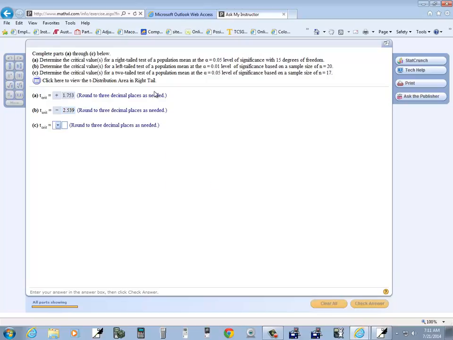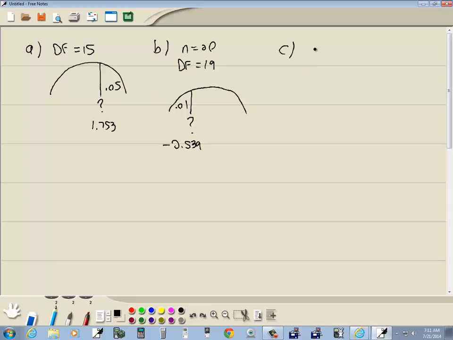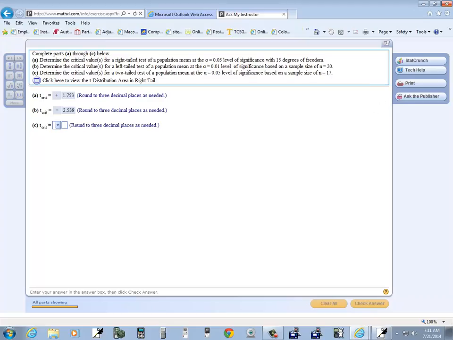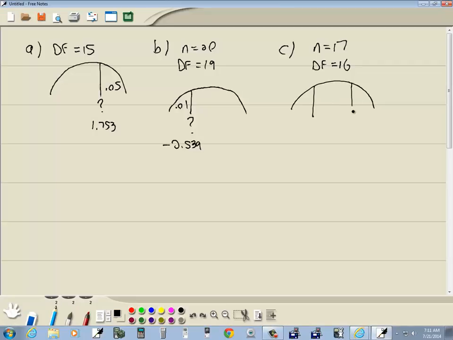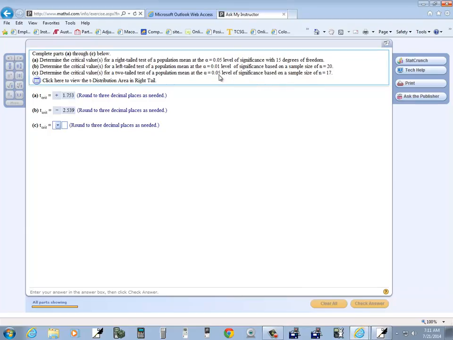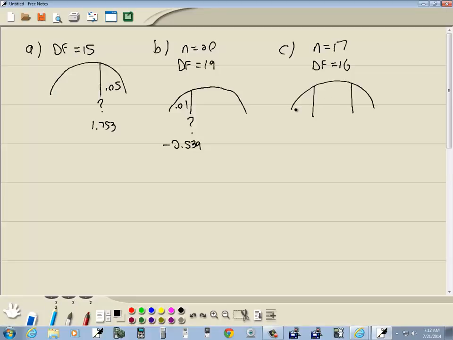Okay, C. N is 17, which means our degrees of freedom would be 16. It's always one less. It says it's a two-tail. Alpha is 0.05, so that means I'll split that up. 0.05 divided by 2 is 0.025. And if 5% is in the tails, then 95% is in the main body. You don't need that, but. And we got two values here we're looking up.